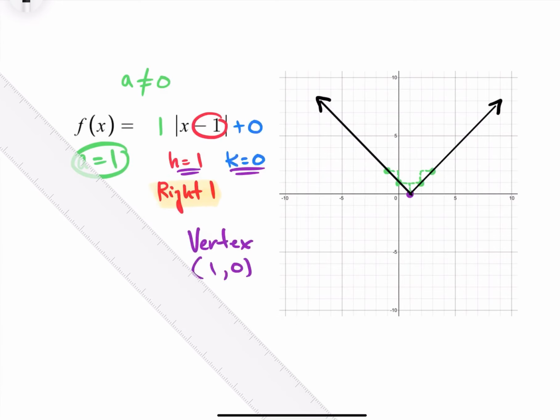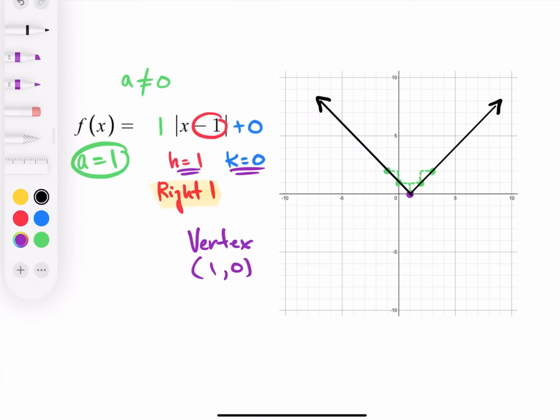Okay. All right, so that's pretty much how you graph your absolute value functions. Remember, you should be able to state the transformation in words just by looking at the function, and then be able to locate that vertex and then use that a value to find your other points. And again, look at the a value as a slope.